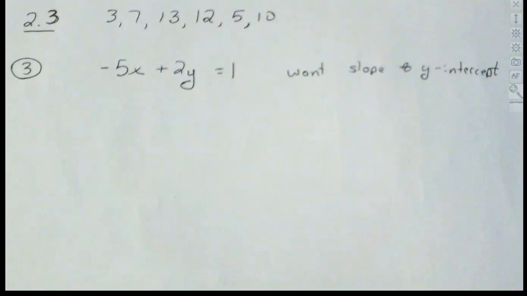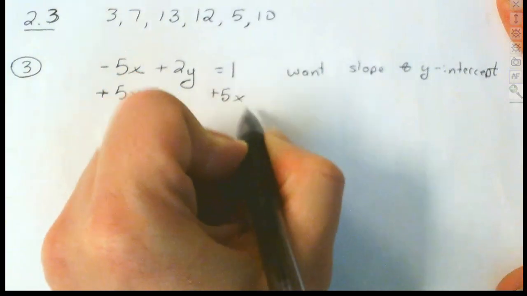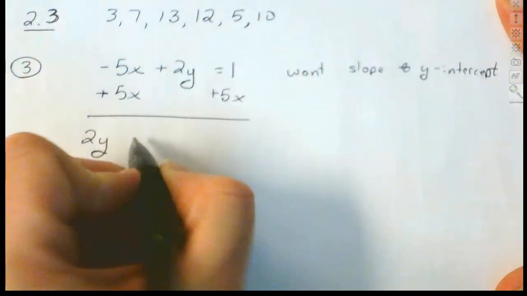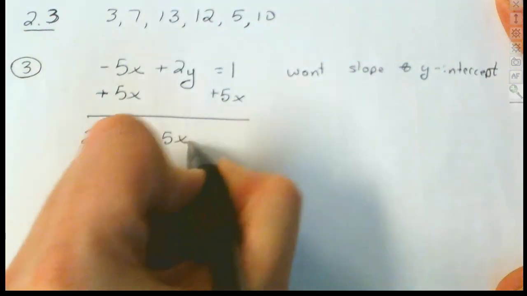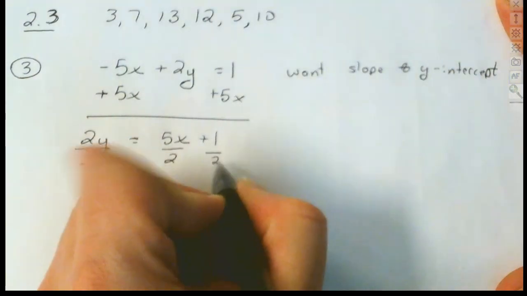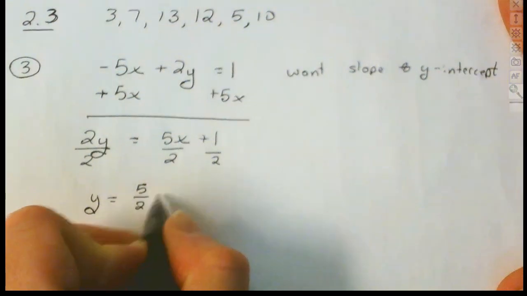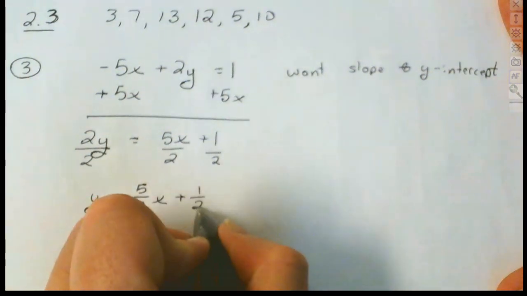Okay, so what do we need to do? Well, we want the slope and we want the y-intercept. So don't we have the slope-intercept form, right? That's got the name slope-intercept in it. That's what we want. So let's go ahead and solve this for y. I'm going to move that 5x over. That leaves you then with 2y equals 5x plus 1. Then we'll divide by our 2 everywhere. And now we've got our equation in what's called slope-intercept form, and that is 5/2 x plus 1/2.